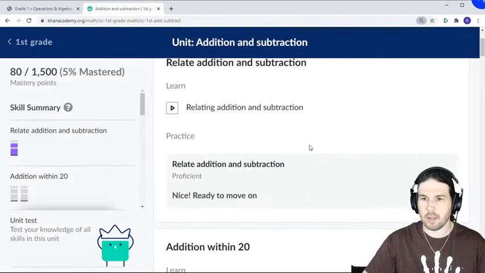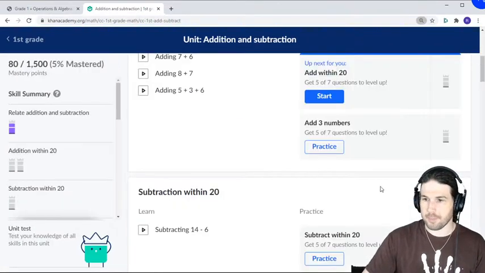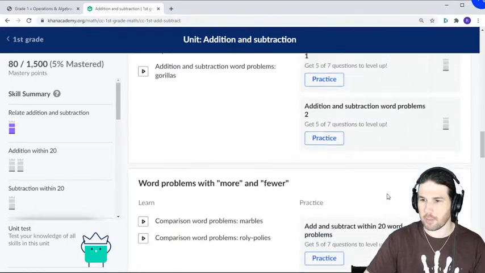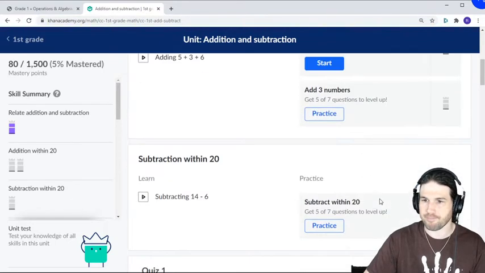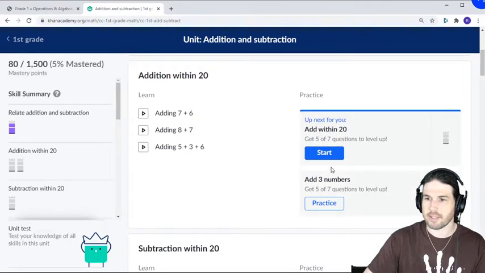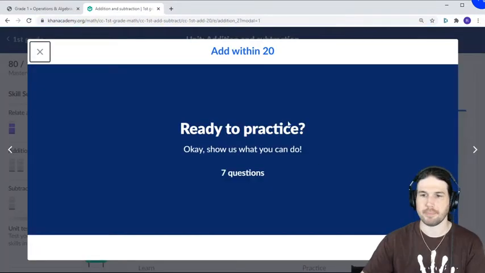All right. Where are we at? Add within 20. Add 3 numbers. Yeah, we got a little bit to go. But not that far. Let's go ahead and add within 20.